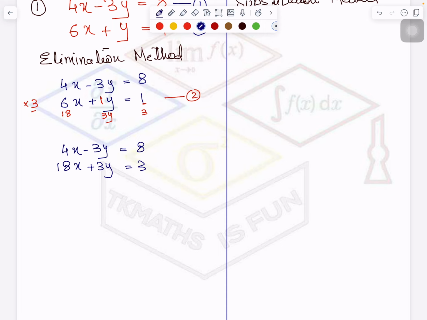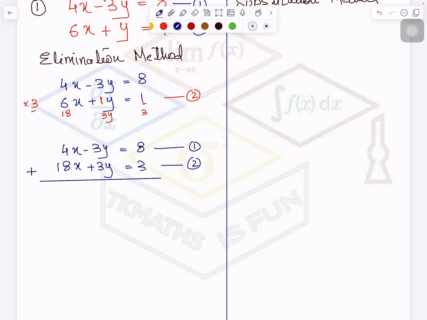Now I see the coefficient of y is the same. Second thing you have to see is whether the sign is the same or not. Sign is not the same. In that case, what do we do? Do you remember I told you earlier? When signs are different, we add the equations, right? I told you. So now I am going to add these equations.